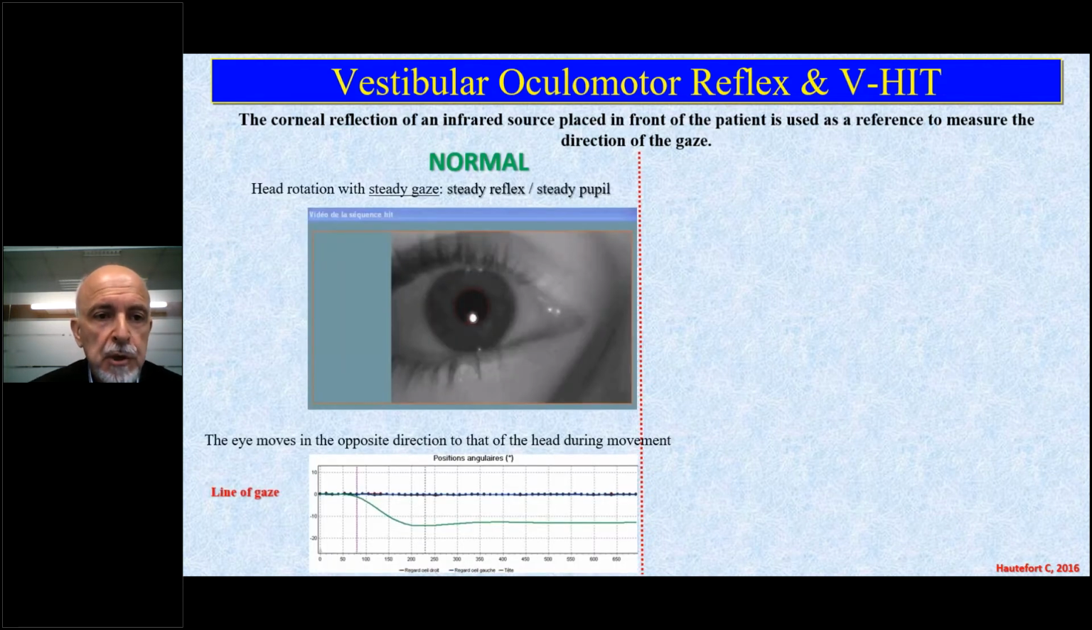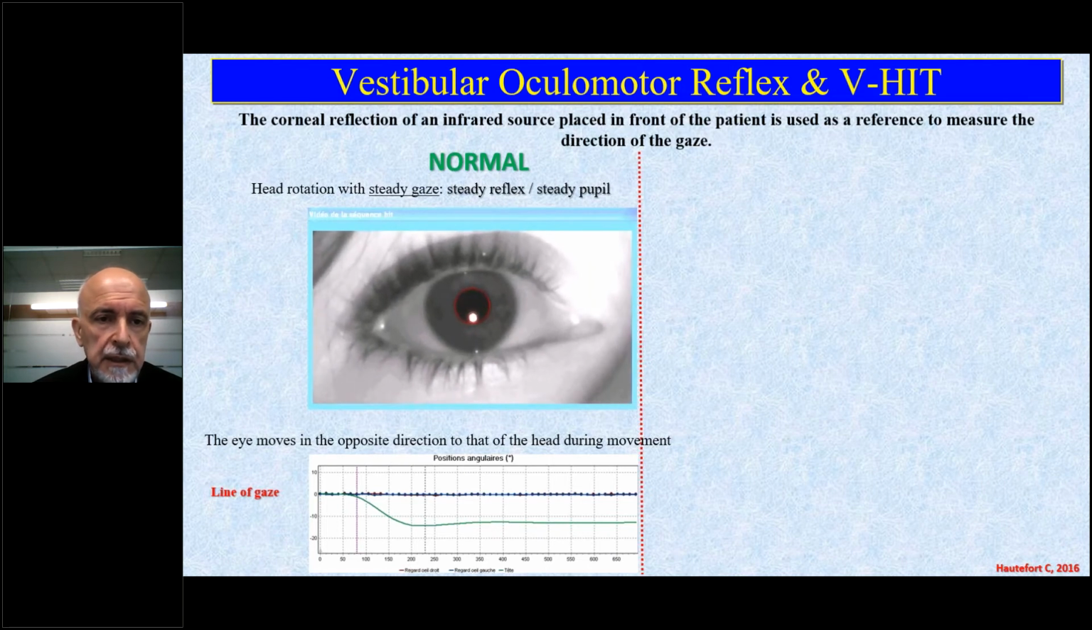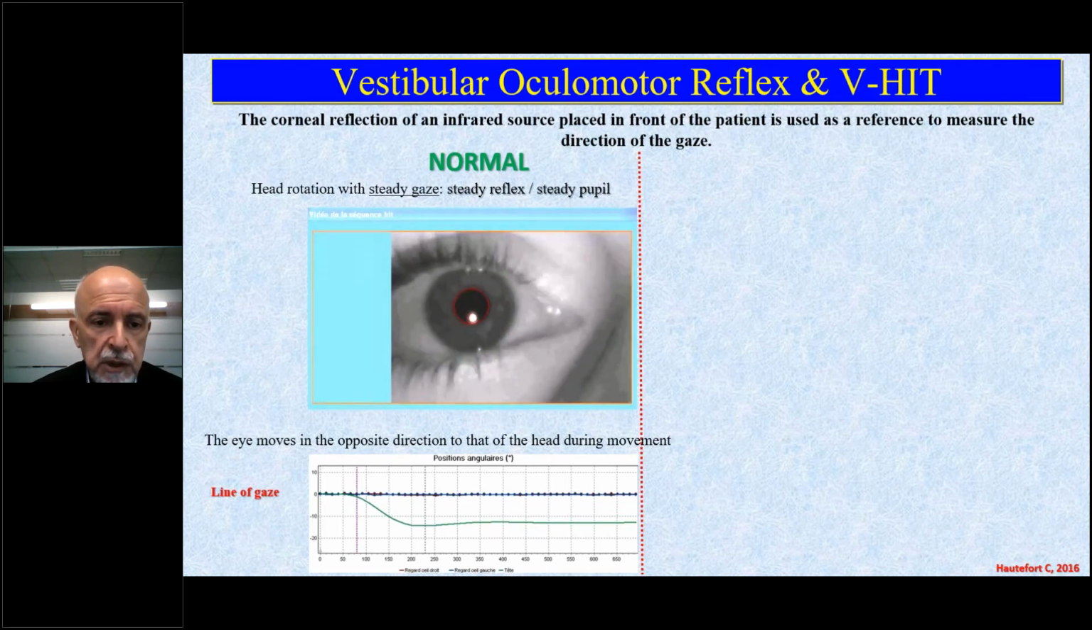In a normal patient with a head rotation, we will get a steady gaze. It means a steady reflex and a steady pupil. Please notice the video. The head is moving, but the reflex is steady and the pupil too. The eye moves in the opposite direction to that of the head during movement, so that the line of gaze, this one, has a constant value.